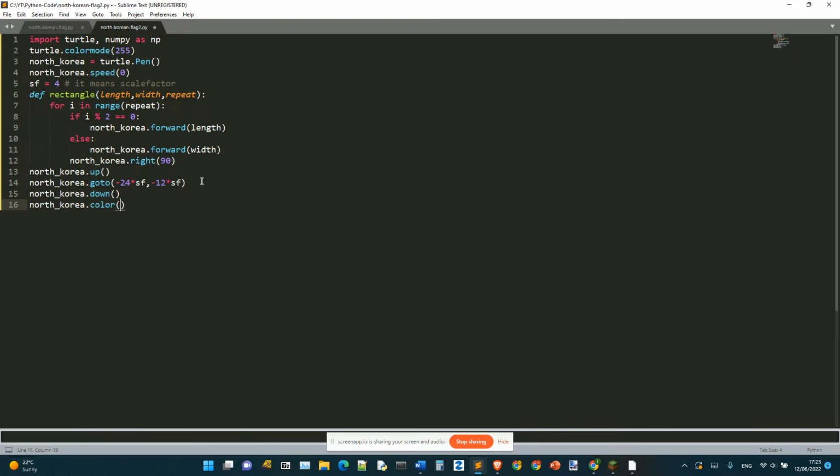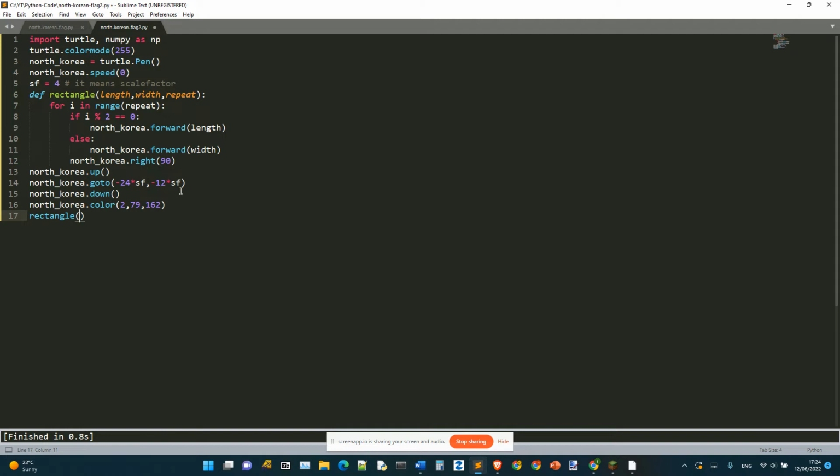North Korea dot color. So the color is 237, 28, 13. Actually, nah, we're not up to that red yet. But the flag's outer edges are blue. So we need to set the color to blue first. 0, 79, 162.